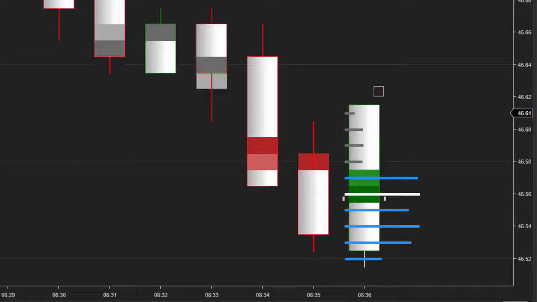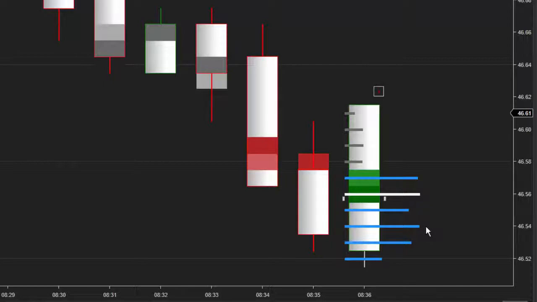Sellers were able to drop the price to 46.52, but the buyers came back in and tried to fight back up. Now we know there was a fight here because we can see this large distribution of volume. If the move was single-sided without any resistance, there wouldn't be a big bump in the profile.